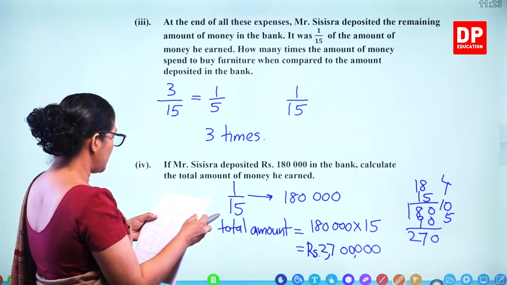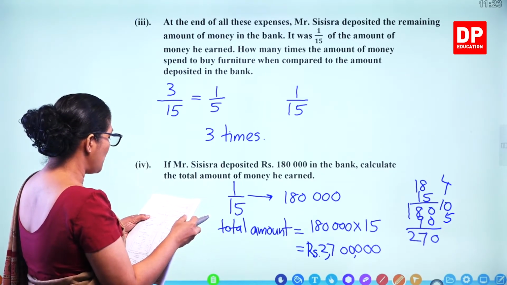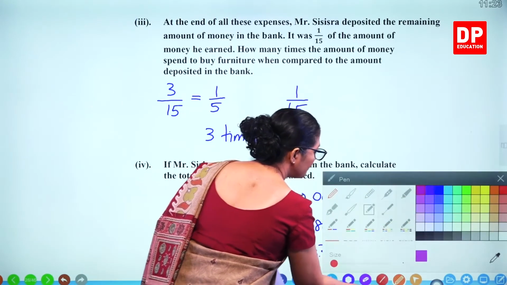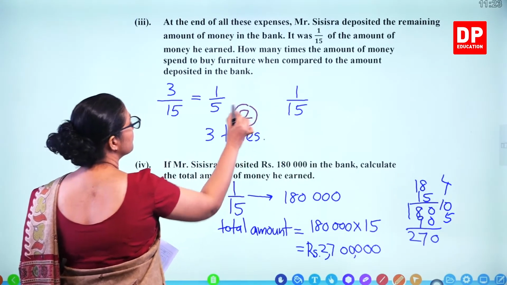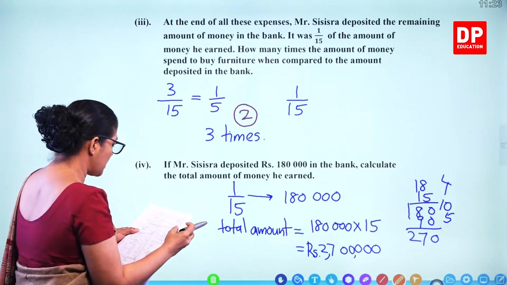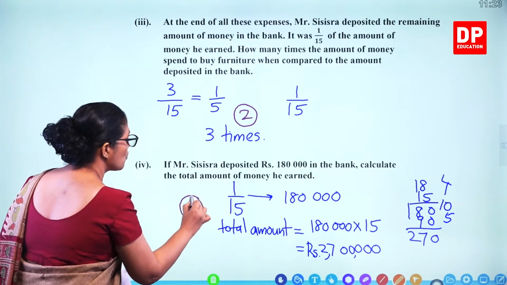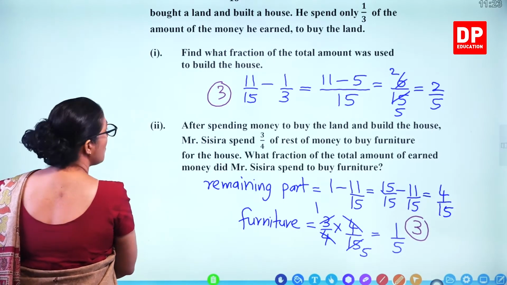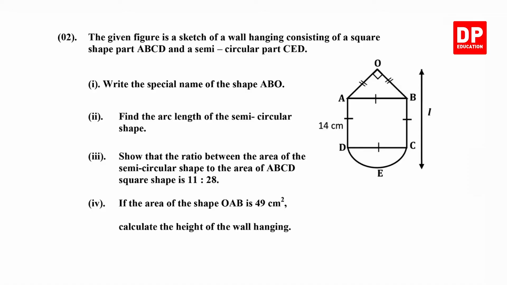Okay, so we'll give marks now. This is 3 times bigger. That's 2 marks. And this one, 2,700,000 rupees, that's 2 marks. So 2 and 2, 4, and 6, 10 marks for that question. Let's take question number 2.